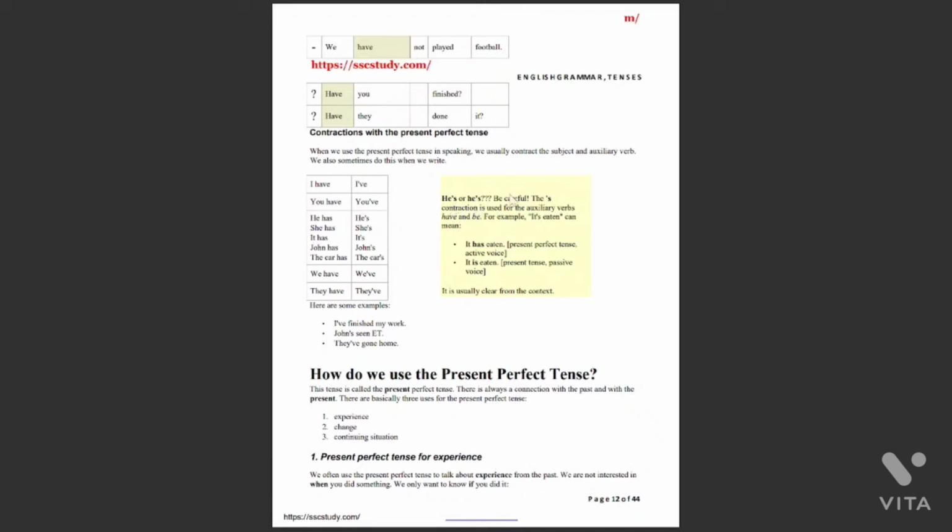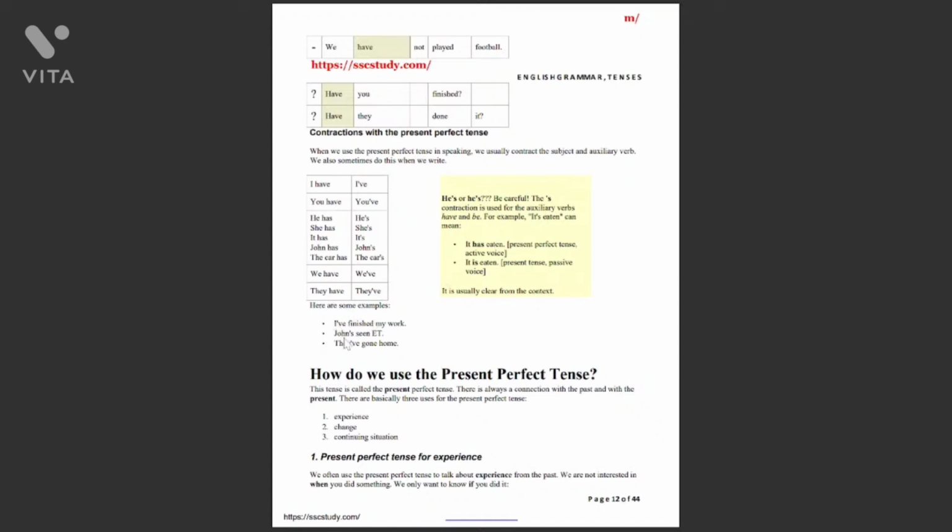He's or his, be careful. This apostrophe s contraction is used for the auxiliary verbs have and be. For example, it's eaten can mean it has eaten, present perfect tense active voice, or it is eaten, present tense passive voice. That is really confusing, but it is usually clear from the context. This should be very clear for you. That's the reason I'm telling you.